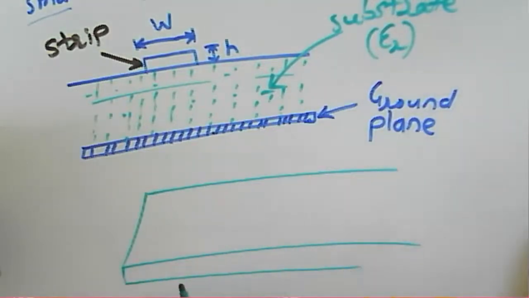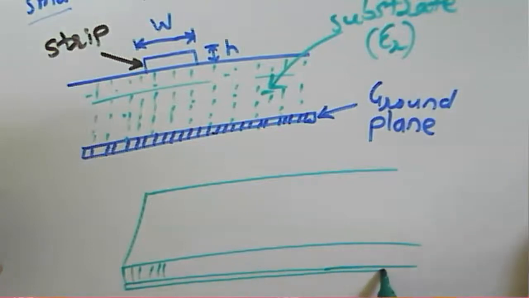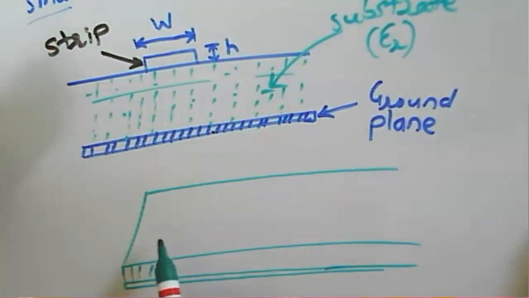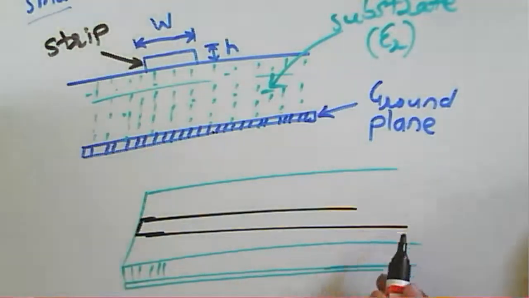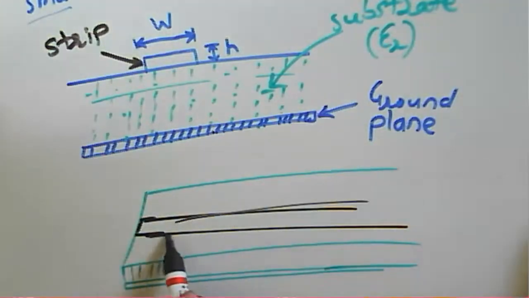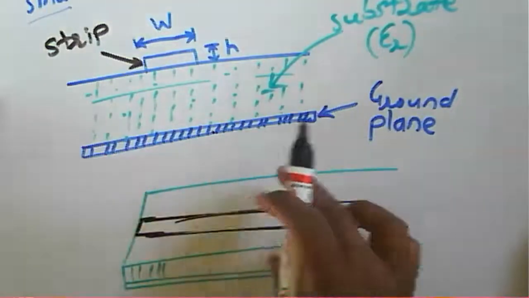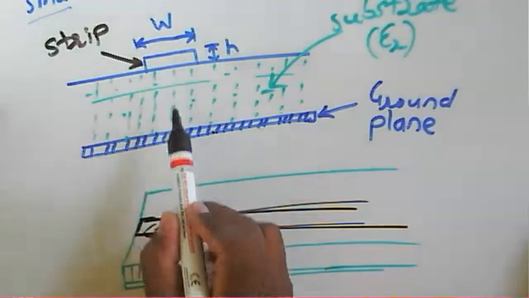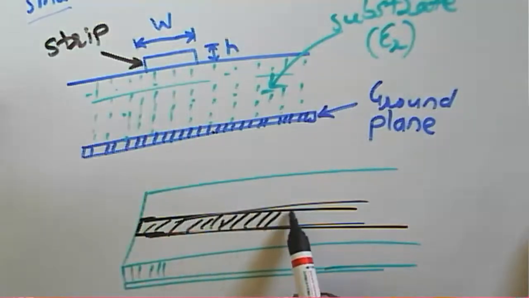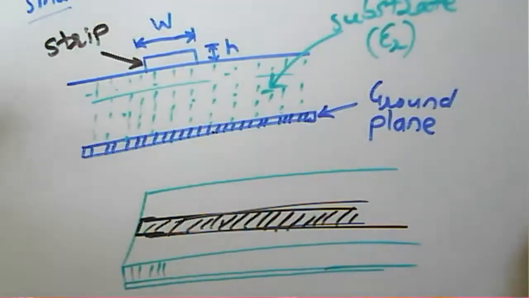Suppose this is a substrate, and below that there will be a ground plane, and at this particular place here we have the strip. That strip is in the middle of the substrate structure we have. And this is a conducting structure present on the substrate.